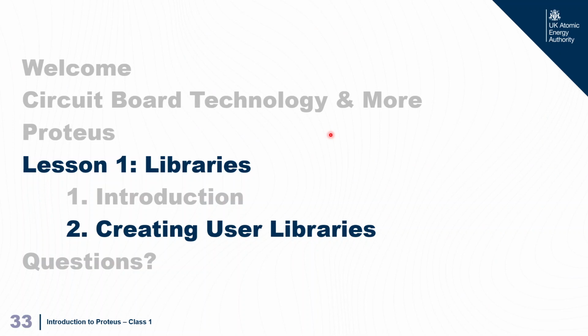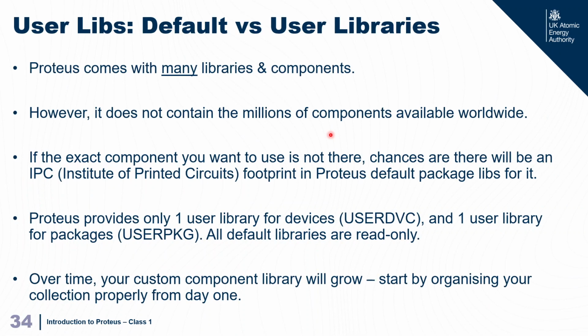So the first thing we're going to do is create our own user libraries. Proteus comes with many libraries and components by default, but there are many components available to buy. Proteus can't have all of them, so you're going to have to create your own. If you're trying to create a device and it's not in Proteus, the chances are there is going to be a footprint for it. So search the libraries when you're creating a device, because you don't want to be remaking the same footprints over and over again. There's no point, and they'll have done a good quality footprint for you as well.